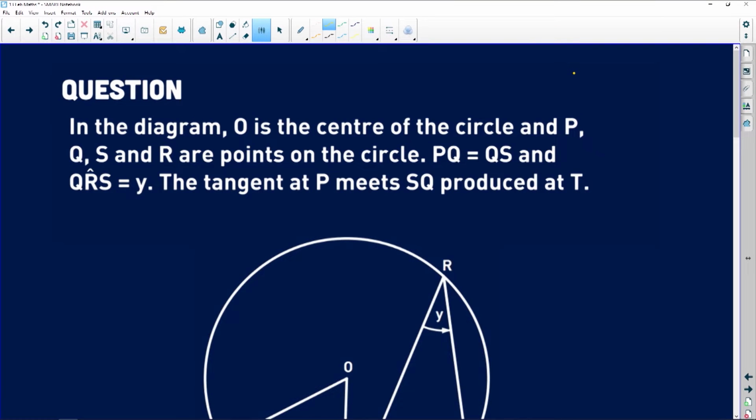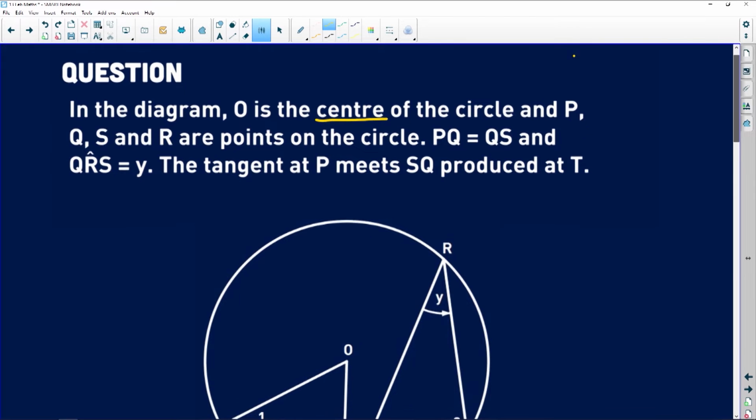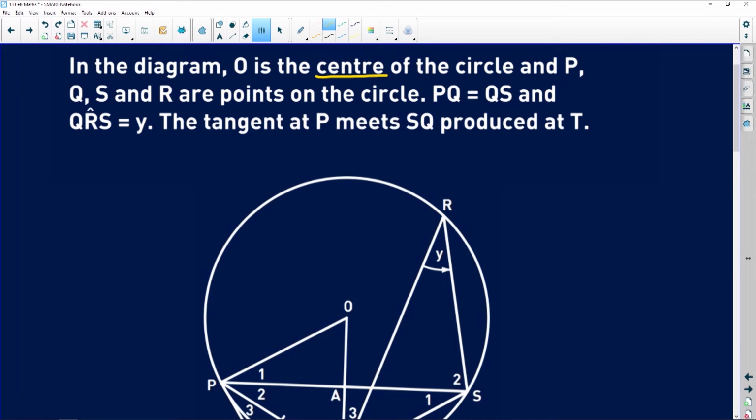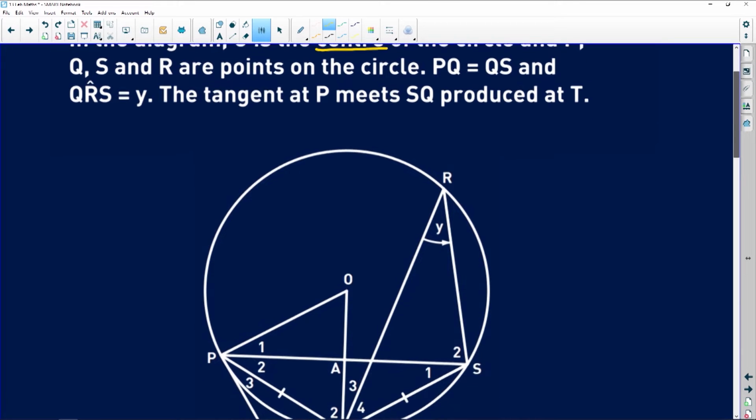So let's take a look. It says in the diagram, O is the center of the circle. Guys, always establish where your center is. It dictates a lot of relationships. And P, Q, S, and R are points on the circle, just saying that those points lie on the circumference.